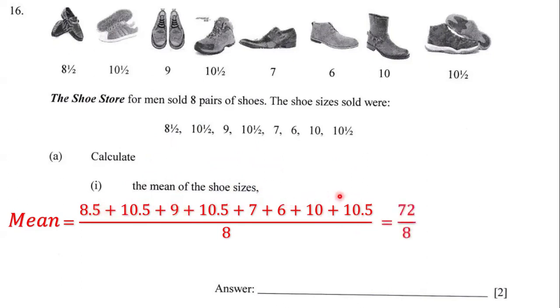When we add all of them, we get 72, and we have to divide it by 8 because there are 8 pairs of shoes. This is 1, 2, 3, 4, 5, 6, 7, 8. So there are 8 data values, so we're going to divide it by 8. 72 divided by 8 is definitely 9. And so that means that the mean of the shoe sizes is 9.